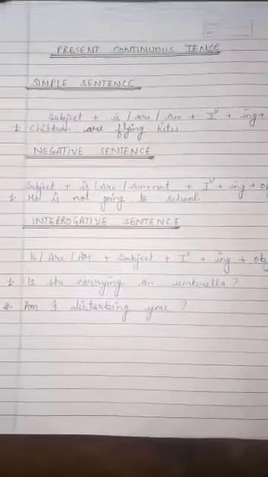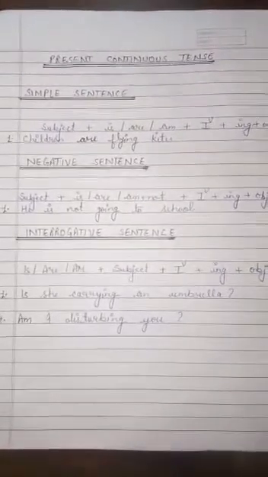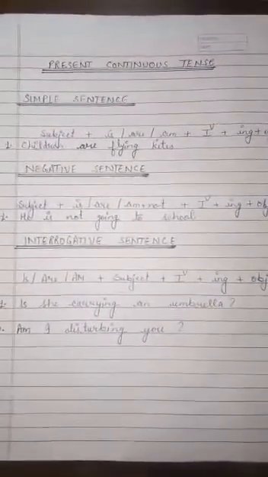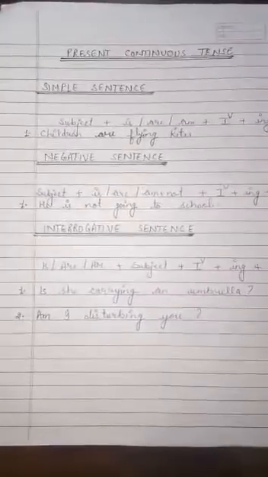For making the negative sentences, along with the helping verb, we use not. Example is, he is not going to school. For making the interrogative sentences, is or am plus subject, then first form of the verb and ing plus object will be used. Examples are, is she carrying an umbrella? Am I disturbing you?